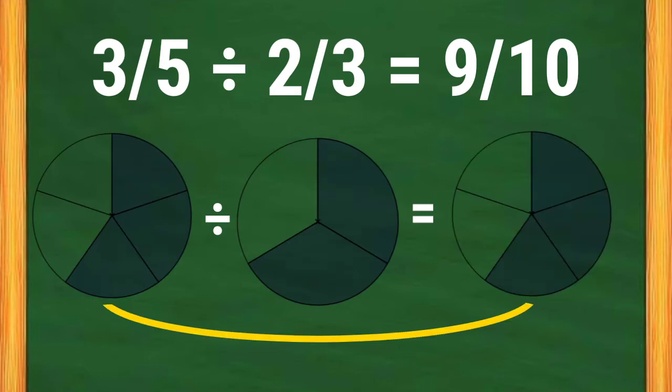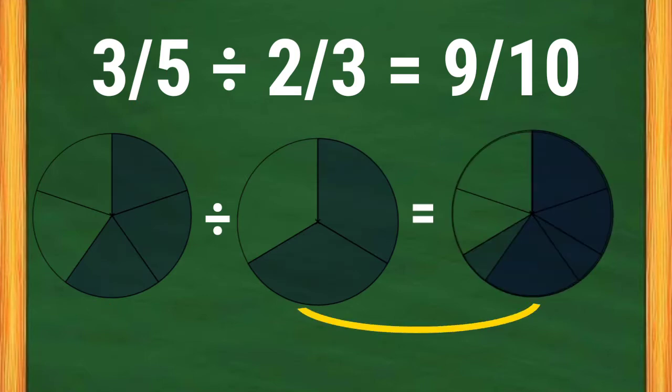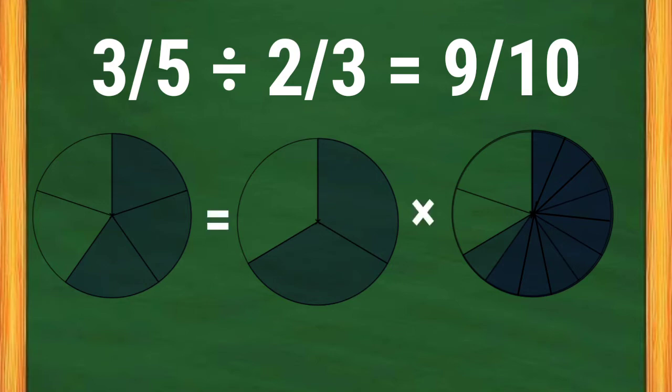The equation asks how many 2/3 are there in 3/5. The answer, or the quotient, is 9/10. It simply means 9/10 times 2/3 equals 3/5. Therefore, division is the reverse process of multiplication. But how do we do the process of division here? Let's proceed and find out.